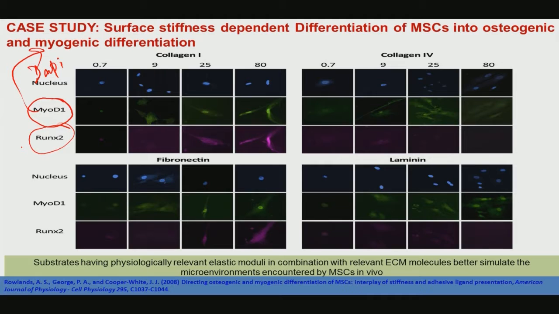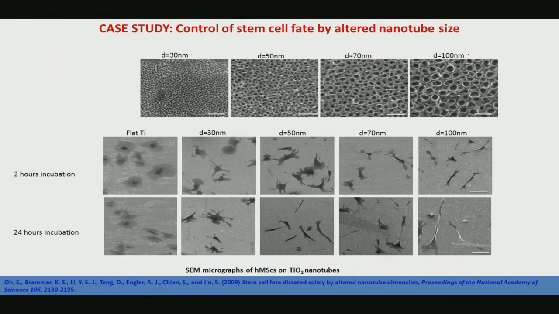after they are treated with RunX2, that is certainly different in terms of what the substrate stiffness is that you are growing on. So, along the top your elastic stiffness is changing in kilopascal unit 0.7, 9, 25, 80 and similar things 0.7, 9, 25 and 80. So, column wise these are different elastic stiffness, and row wise what you are seeing is mostly the nucleus, MyoD1 and RunX2.